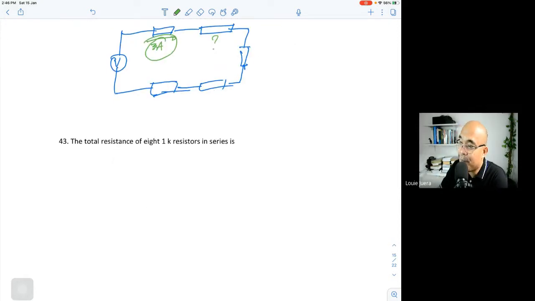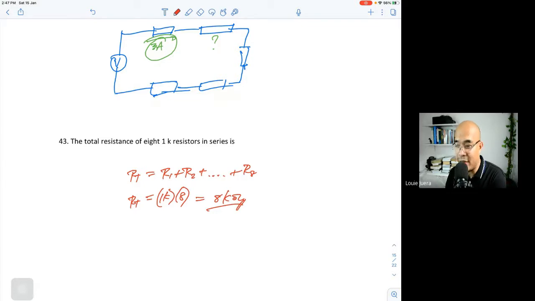Number 43. The total resistance of 1K resistors connected in series is very simple. Again, in our previous discussion, to solve for the total resistance in series, R total is equal to R1 plus R2 plus, in this particular case, R8. You just have to add the 8 resistors, 1K each. So R total is equal to 1K times 8 because you have 8 resistors. So basically what you have is 8,000 ohms. Very simple.